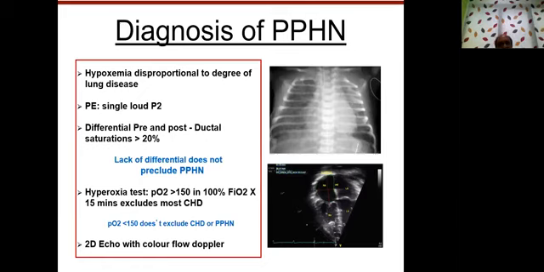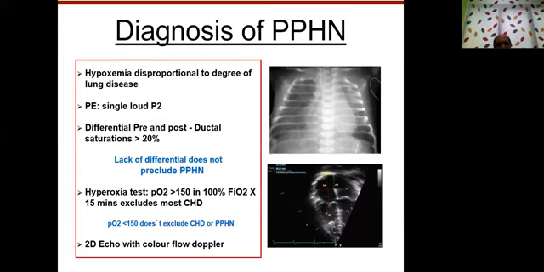At the bedside, you can look at the pre and post ductal saturations, and if the difference is more than 20%, between the right radial artery saturation and one of the lower limbs, then it probably indicates significant ductal shunting, and that is what is contributing to differential cyanosis. But keep in mind that the lack of differential cyanosis doesn't exclude PPHN. You still probably have to diagnose by doing an echocardiogram. A lot of people used to do this hyperoxic test.